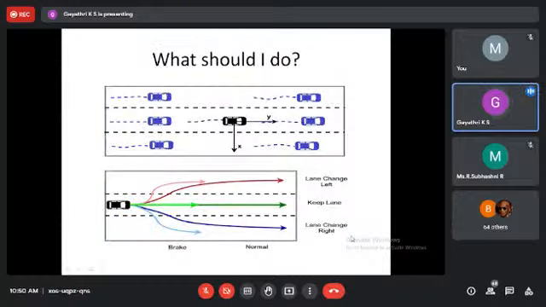Once I have found out where I am, who's around me, and what those agents are planning to do, the next step is: what should I do? What should the autonomous vehicle do? Should I keep the same lane, or change to the left lane, or go to the right lane, or should I apply the brake, or should I accelerate much faster? These are some actions.